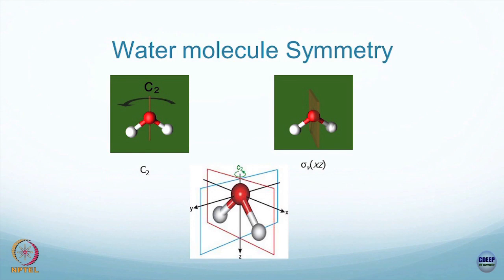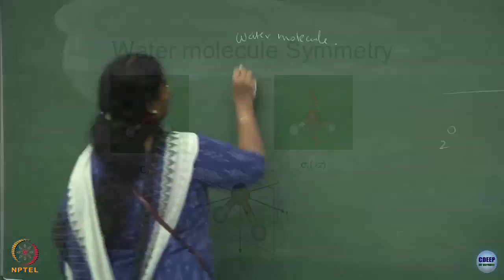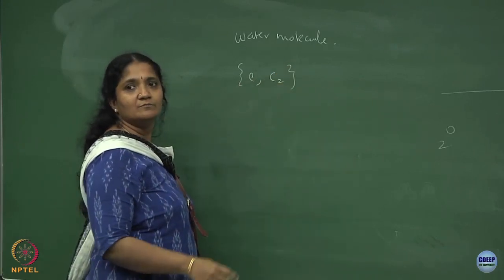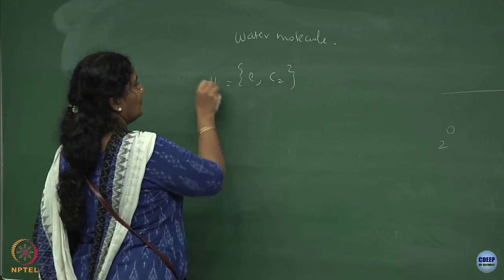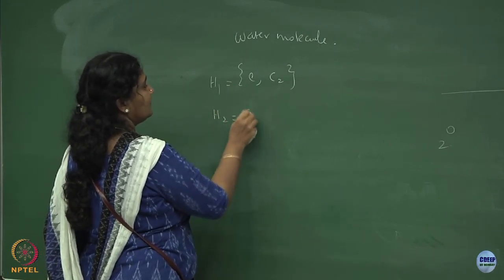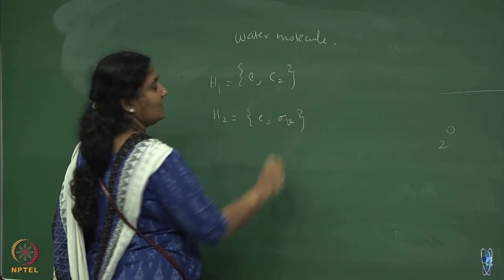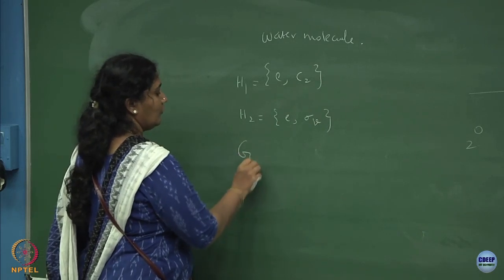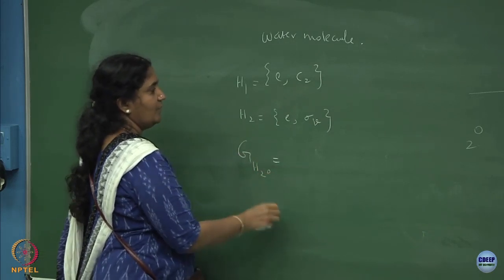Okay. So, now can you write the group elements here for a water molecule? Water molecule will have what all group elements? So, you can have E and C 2, okay. That is one subgroup. You can have another subgroup which is E and sigma V, and your group for water molecule will be a direct product group.